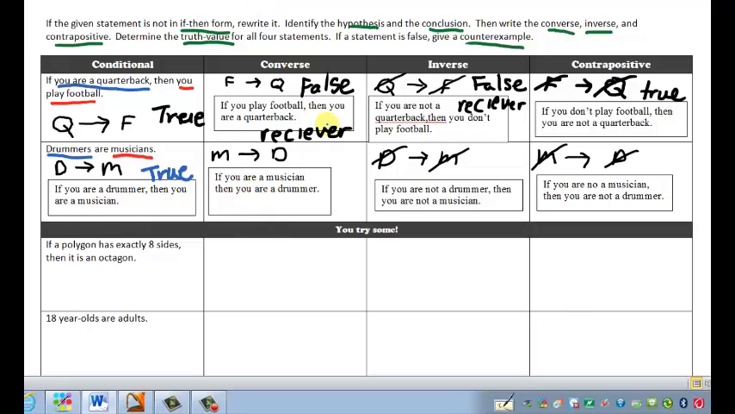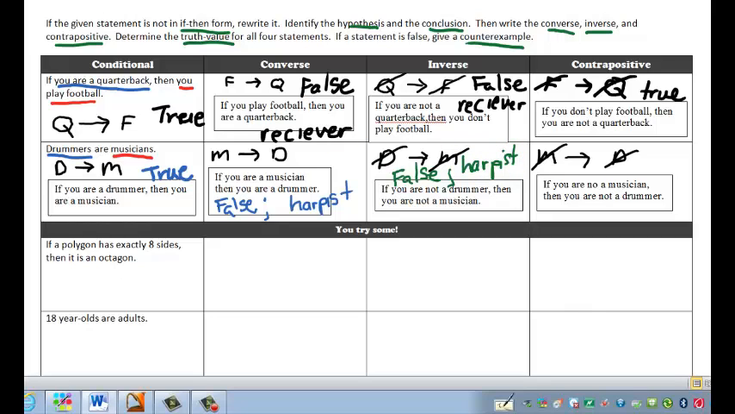Converse. If you're a musician, then you're a drummer. Well, we can't say that's true because I've met plenty of violinists and trombone players and singers. They're musicians, but they don't necessarily play the drums. So this is going to be false. And we want to give a counterexample. Let's say you play the harp. Harpists are musicians, but not drummers. How about the inverse? If you're not a drummer, then you are not a musician. In other words, people who don't drum, then they're not classified as musicians. Again, that's definitely false. You can think of a lot of other instruments someone might play. So we can use harpist again for our counterexample.